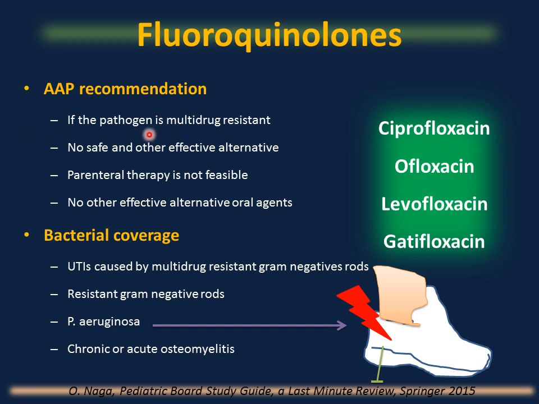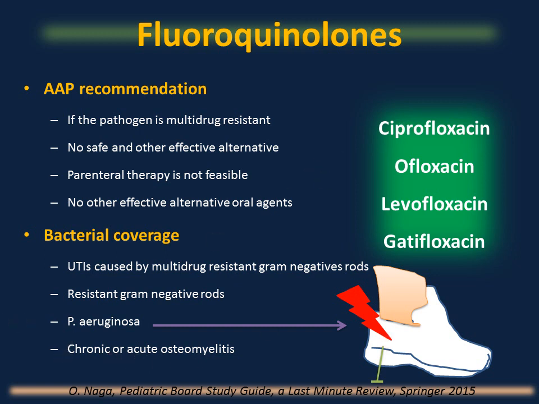If the pathogen is multi-drug resistant, with no safe and effective alternative, parenteral therapy is not feasible, and there are no other effective oral agents. Bacterial coverage: UTI caused by multi-drug resistant gram-negative rods, like in patients with intermittent catheterization and chronic UTI. Resistant gram-negative rods, Pseudomonas, like in cases of a nail in the shoe, which will insert the Pseudomonas in the bone and can cause osteomyelitis. You can use Cipro as outpatient.